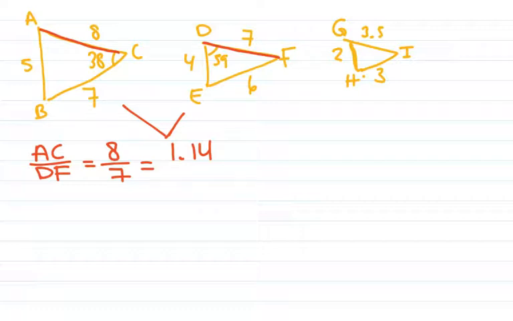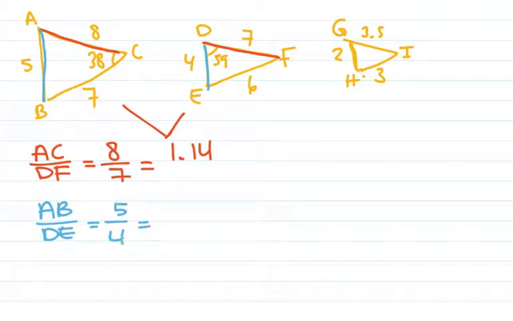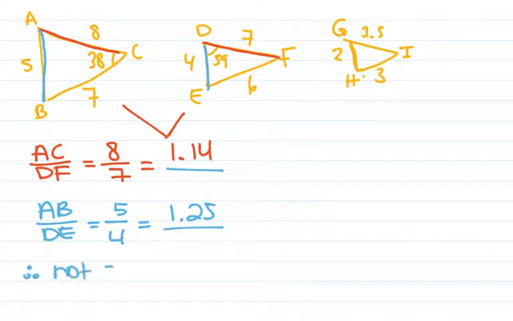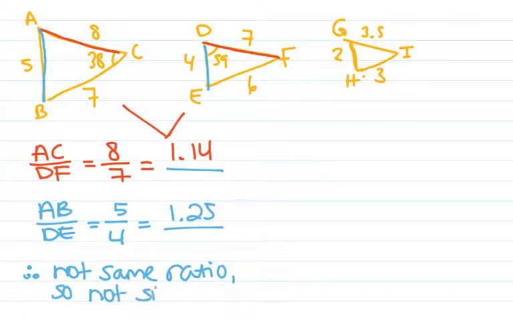Now we need to compare another side length to check if they're the same. So we can compare AB to DE. So AB over DE equals 5 over 4. And 5 divided by 4 is 1.25. So these do not have the same ratio. So these two are not similar triangles. Not same ratio. So not similar.